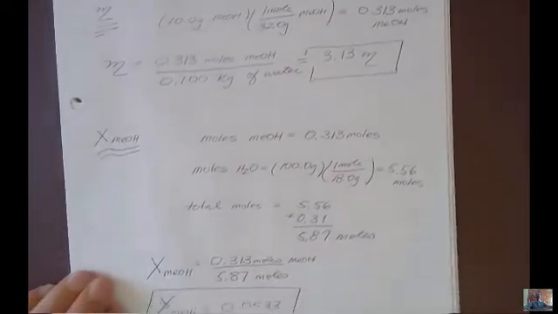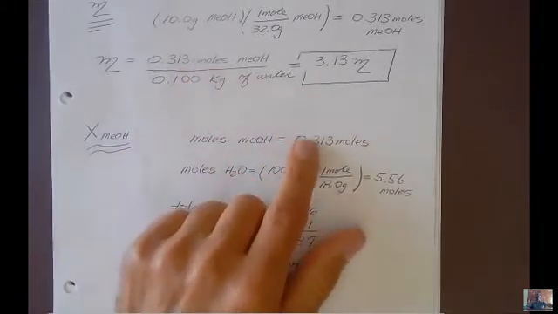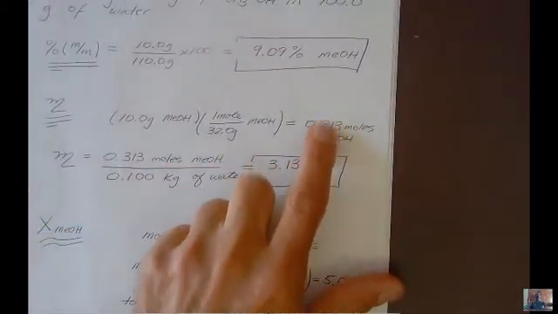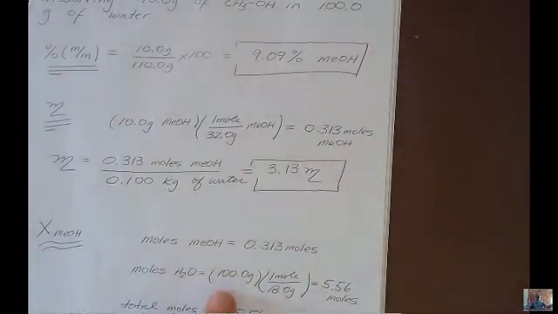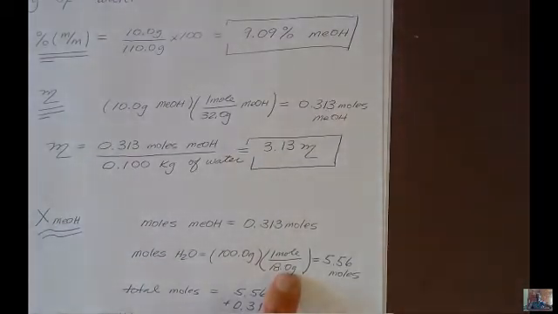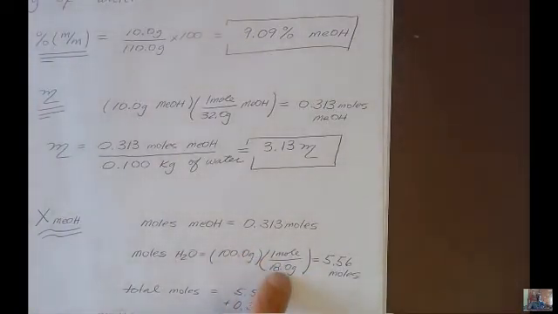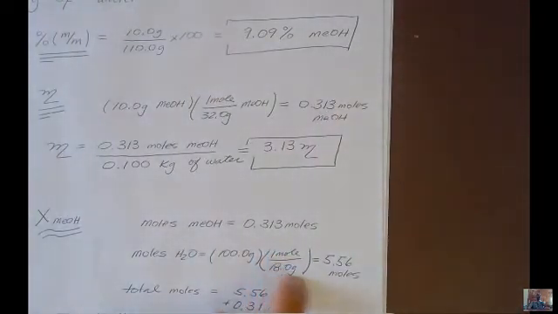Okay, mole fraction. To do this, I need to calculate the moles of each, right? Okay, so the moles of methanol we had from this part up here, so we don't have to redo that. 0.313 moles. We need to get the moles of water. Well, I have 100 grams of water. Water has a molar mass of 18. You remember that? Oxygen is 16. Each hydrogen is 1. So that gets you to 18. 100 grams divided by 18 grams per mole gives you 5.56 moles of water.